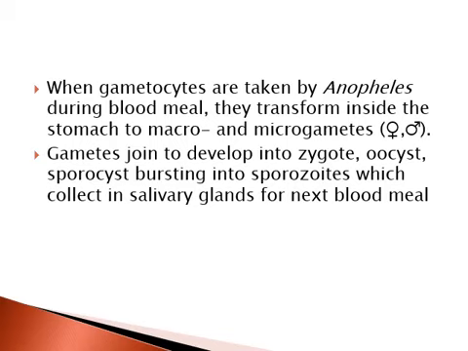The gametocytes are engulfed by Anopheles during the blood meal, and they transform inside the stomach of the mosquito to macro and micro gametes by meiotic division. Meiotic division results in half the chromosomes. When the micro and macro gamete reunite again, they form the zygote, which penetrates the wall of the Anopheles stomach and waits outside under the membrane of the stomach to form oocyst, then sporocyst full of sporozoites, which bursts into sporozoites, which collect in the salivary gland of the mosquito waiting for the next blood meal.